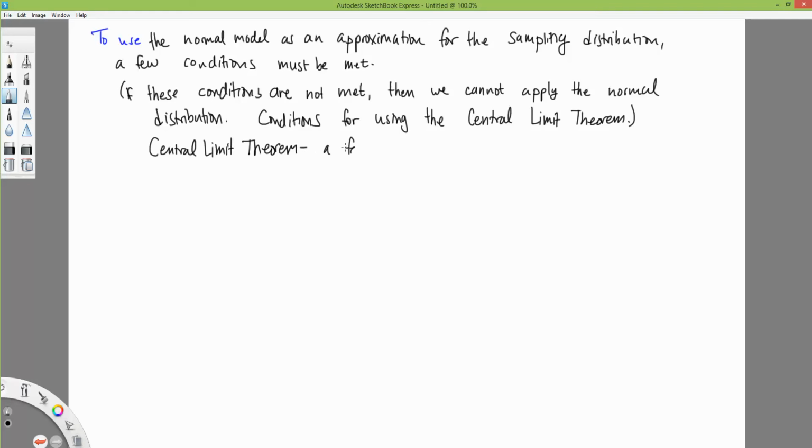Okay. So it's a little more complicated than this, but for the purposes of this class, we're just going to say the central limit theorem is a fancy way of saying that we can use the normal distribution to approximate a sampling distribution.